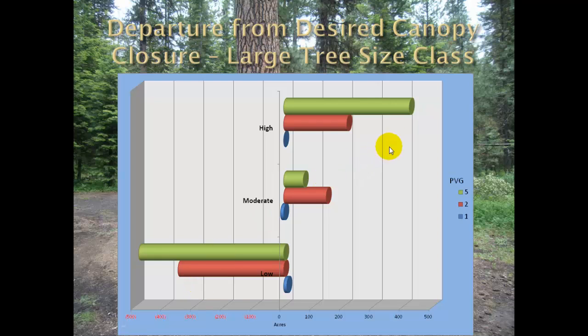So an interpretation of this is that appropriate treatments to consider are those that would decrease the stand density, decrease the canopy closure in both the high and moderate categories for PVGs 2 and 5, essentially graphically shifting the acres that are departed from desired conditions towards zero, and in the case of the low canopy closure class, shifting the acres departure from desired condition to the right towards zero, increasing the amount of acres in that canopy closure class.